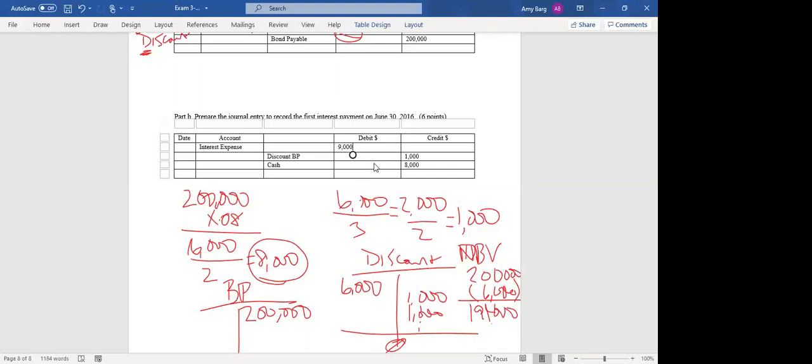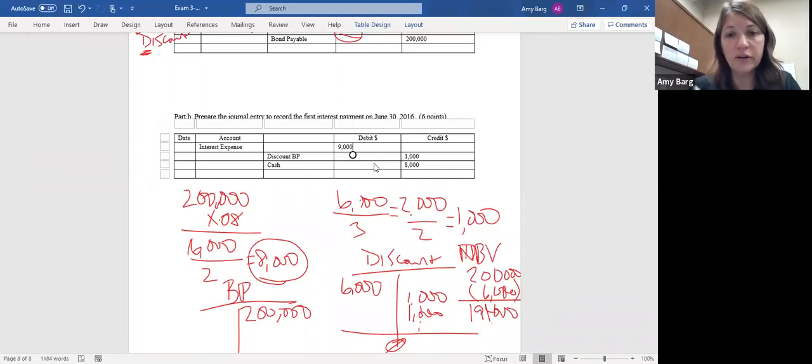Okay, so it's not cash. That's really the main point. Yeah, the $8,000 part is cash, but the rest of it's not actually cash. It's just kind of accounting to make things work out in the end. Okay.